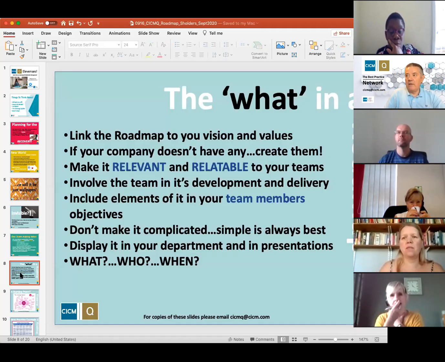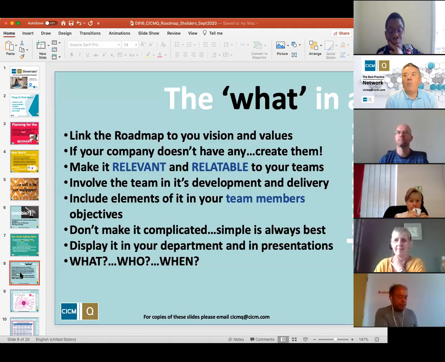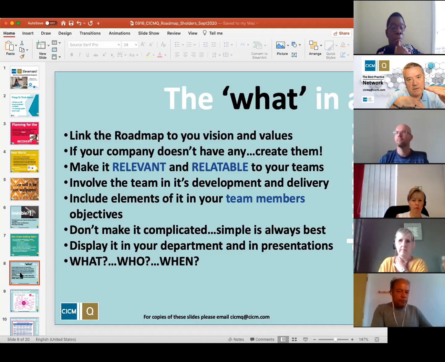Right. So the what in a roadmap. When you're looking at a roadmap or a plan or a common purpose, as I like to call it, something that everybody can get behind, you need to link that roadmap in some way to your vision and values. So each element, and we've got some examples of this that we can show you, each element of your plan should link in some way to one of the vision and values.